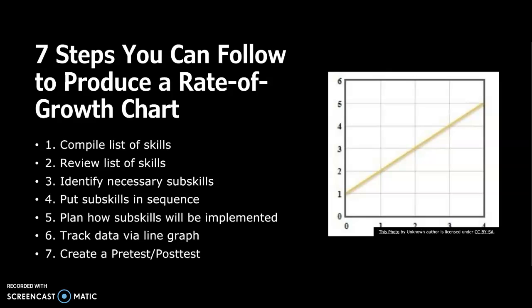So the 7 steps are: compile a list of skills, review the list of skills, identify necessary sub-skills, put the sub-skills in sequence, plan how sub-skills will be implemented, track data via line graph, and then number 7 is kind of a doozy, but just quickly, one of the things you have to do is create a pre-test and post-test. So over the next few slides, I'm going to be going over these 7 steps in deeper detail for how you can produce a rate of growth chart.